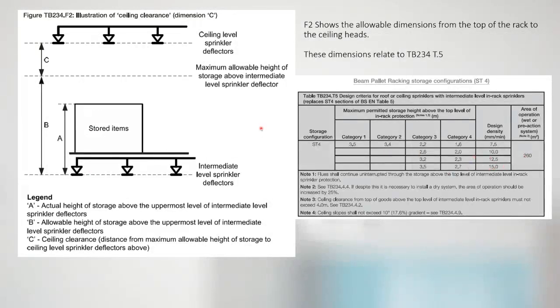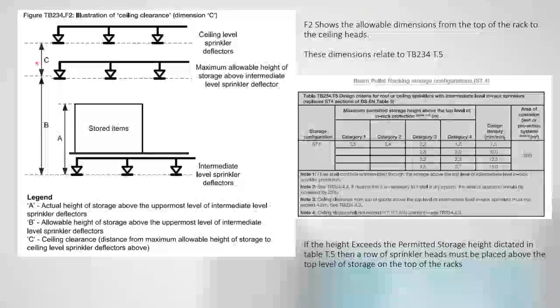Now the important thing here is that the C dimension is not allowed to be more than 4 metres. Okay. Now, if you can't achieve that 4 metres, what you actually need to do is put another row of sprinkler heads at the top level of the racks, above the top level of the stored items. Okay, that's what you need to do.